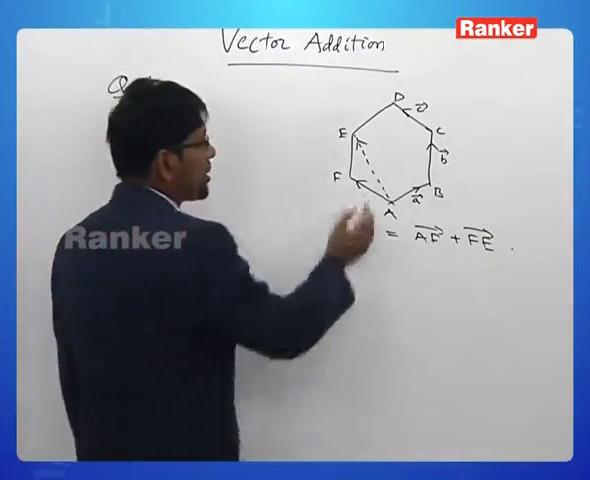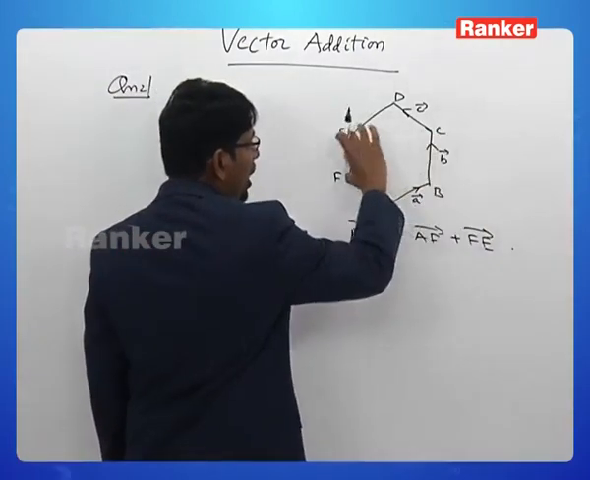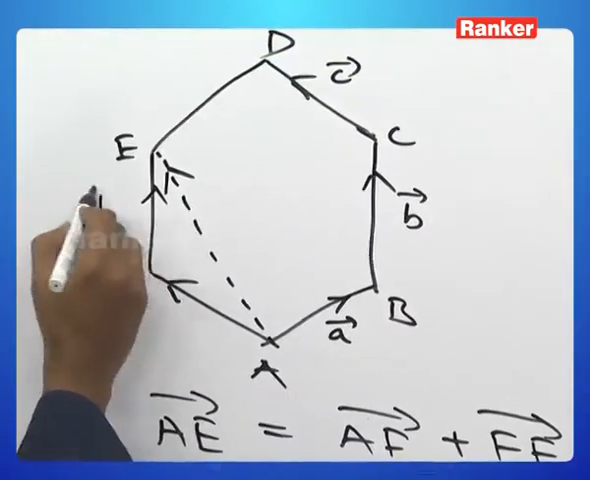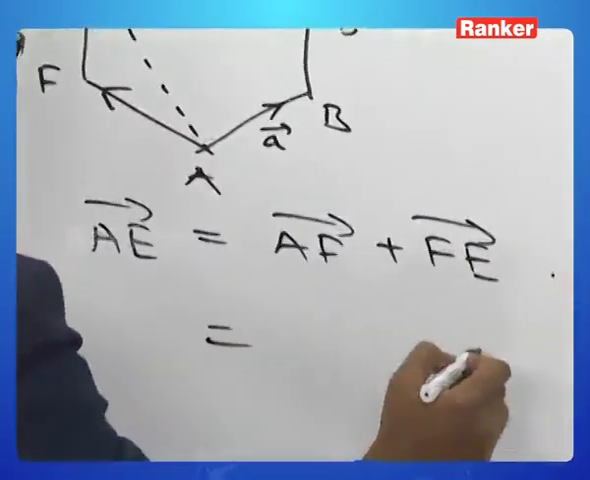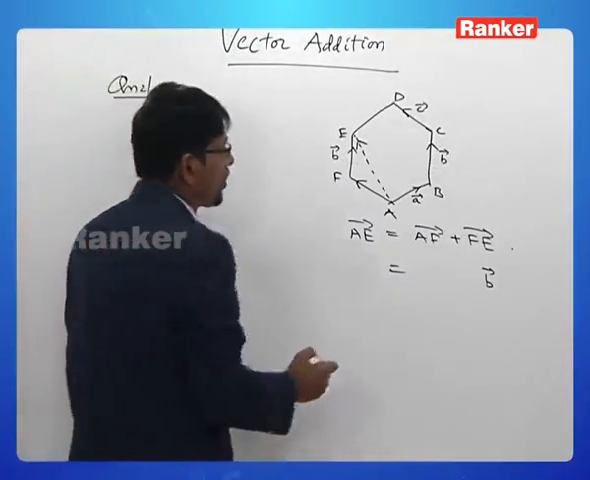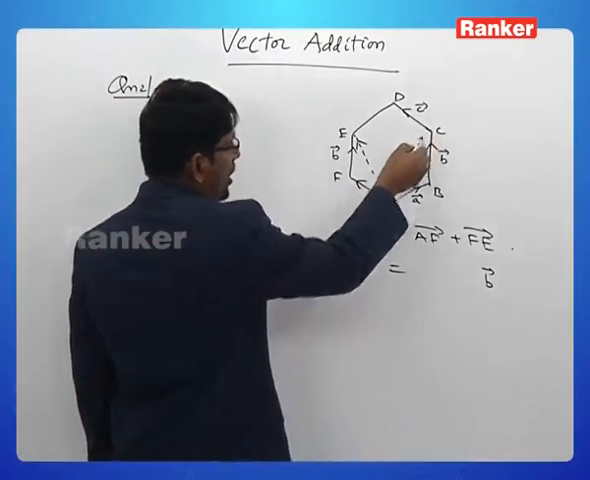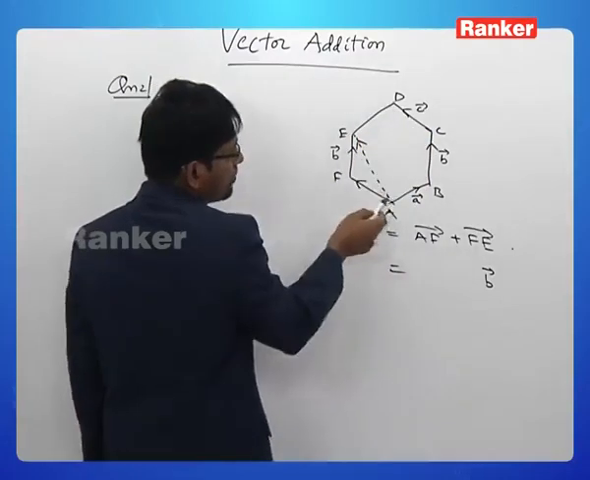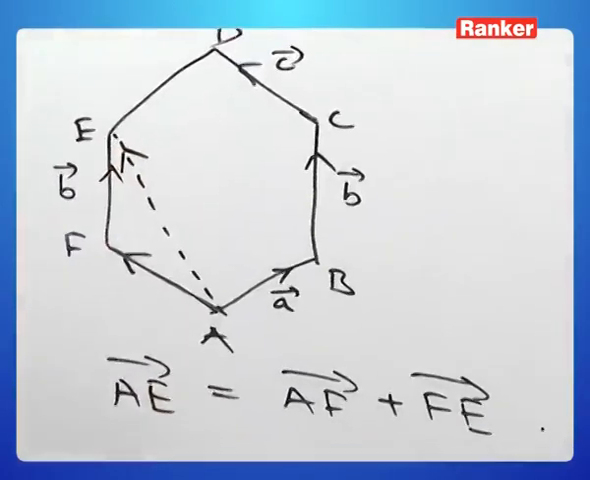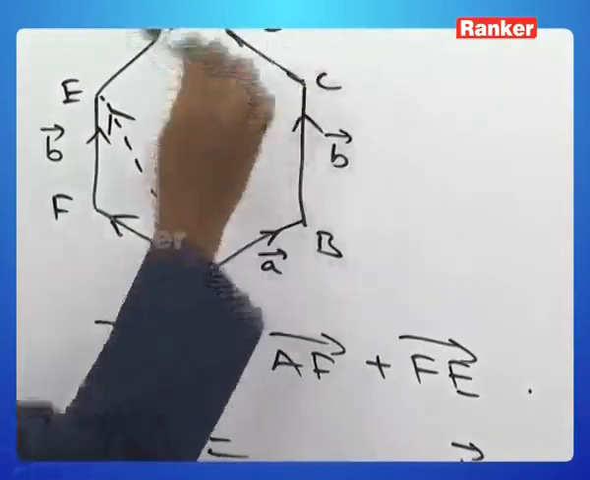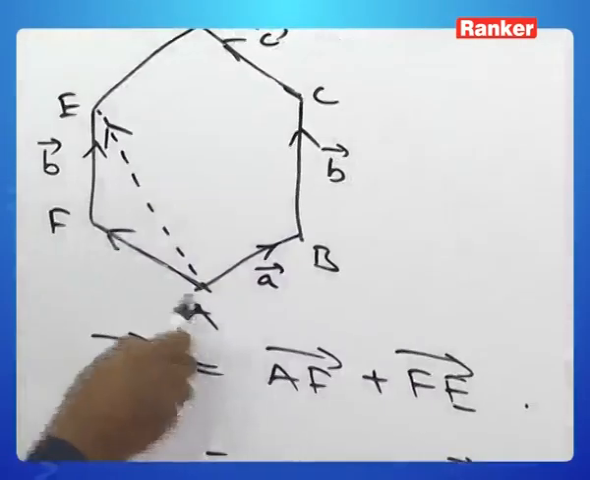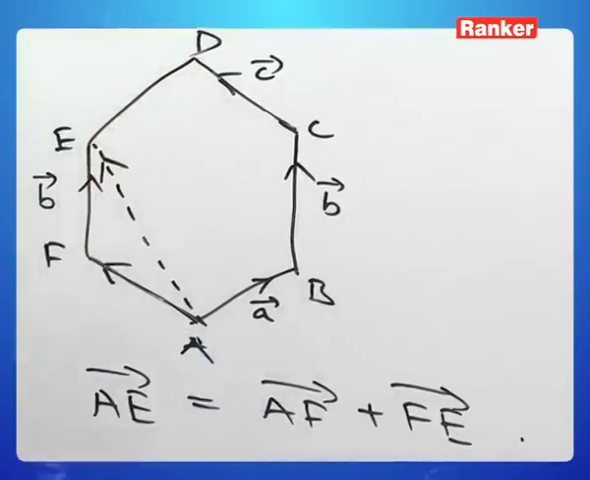But what is FE? This is parallel to BC and it is in the same magnitude. So we can say FE is nothing but B bar. So FE is B bar. What about AF? AF vector, as you see, is actually parallel to CD vector, and it is in the same magnitude as that of this. It's a regular hexagon, all the sides are equal, magnitudes are same. So we have AF vector to be same as CD vector.